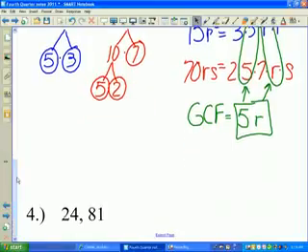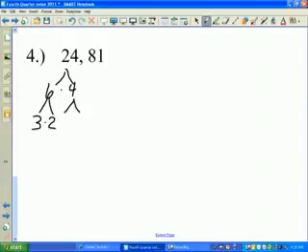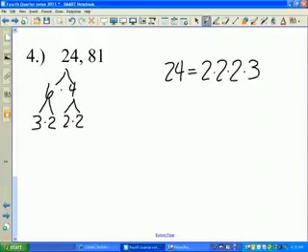And lastly, so we have 24 and we have 81. So with the 24, again, I could do 6 times 4 if I wanted to. I could do 8 times 3. So with the 6, I got 3 times 2. With the 4, I have 2 times 2. So far with the 24, if I put in numerical order, it's 2 times 2 times 2 times 3.